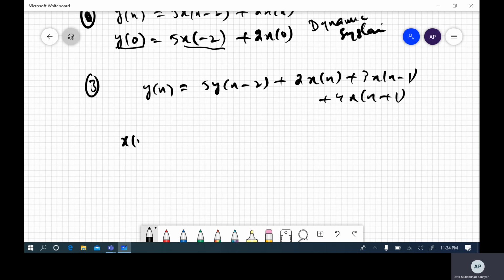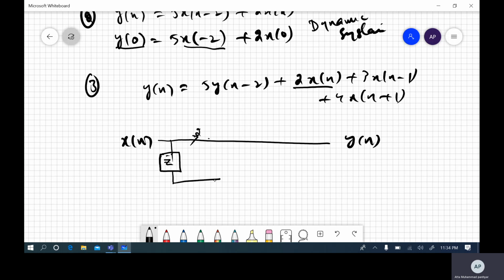So at one part we have x of n and second we have y of n, right? So one thing is, you can see x of n is multiplied with 2, so we get 2x of n here, right? And 3x of n minus 1. So how can we achieve it? If we introduce one delay here and then multiply it with 3, then we get 3x of n minus 1 here, right? So this is done, and one is 4x of n plus 1.